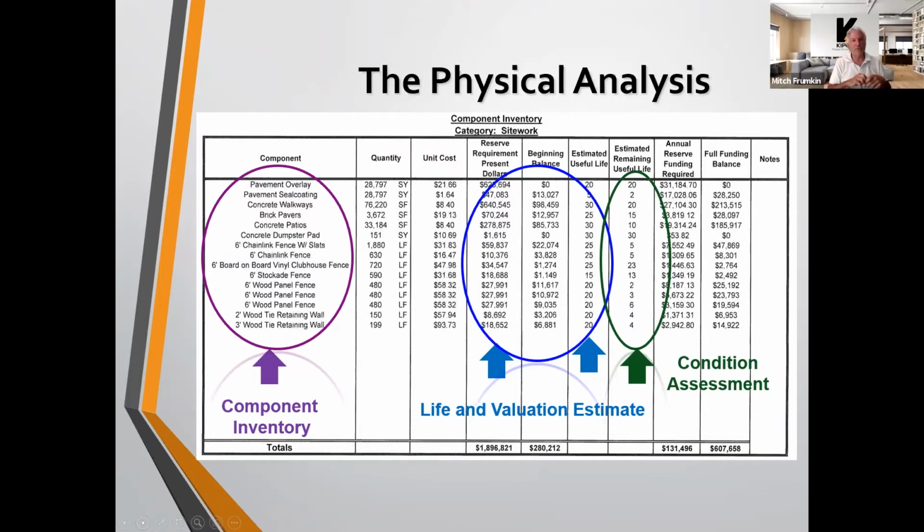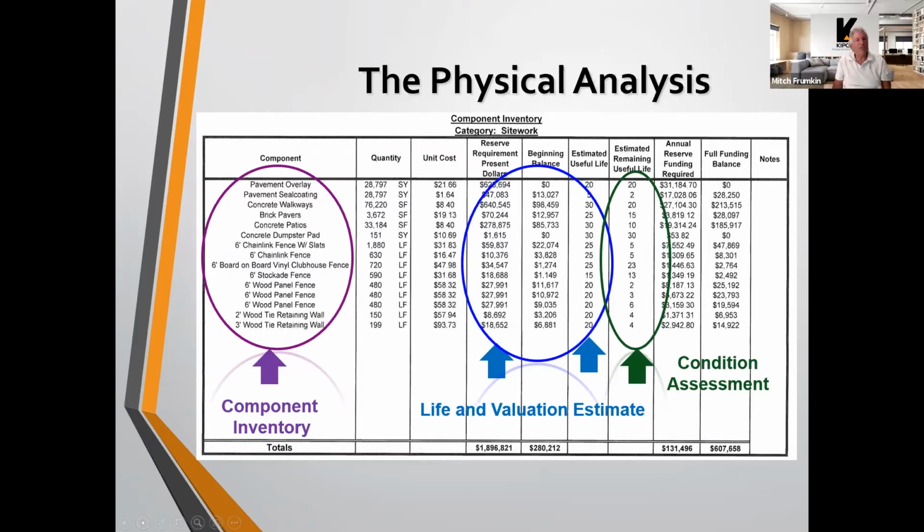And I'm going to start and go from left to right. Left is the component inventory. What makes up your common elements that you will need to be replacing? A couple of key things to remember, and you'll see that I do repeat myself, is that the component inventory is based on your common elements and your limited common elements in your community. I'm assuming, if you're on this webinar, that you understand some of the industry terminology, in terms of what is a common element and what is a limited common element.